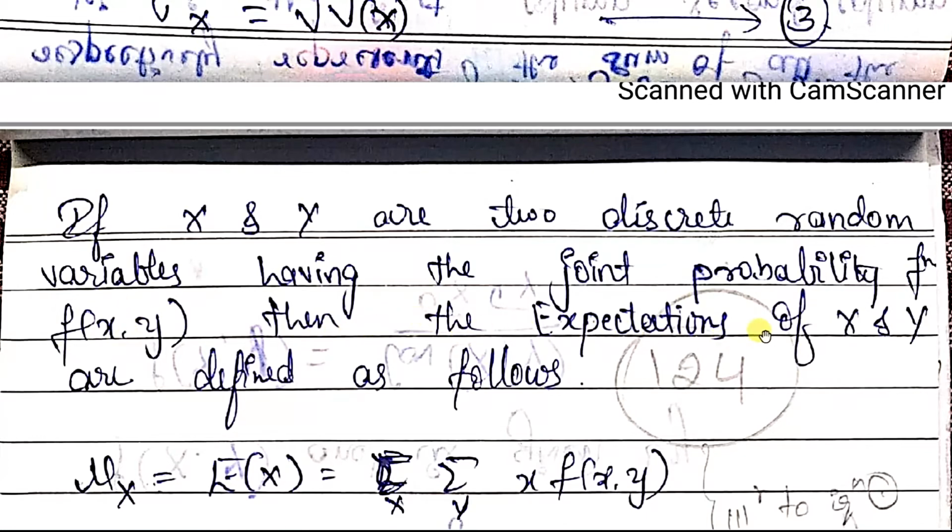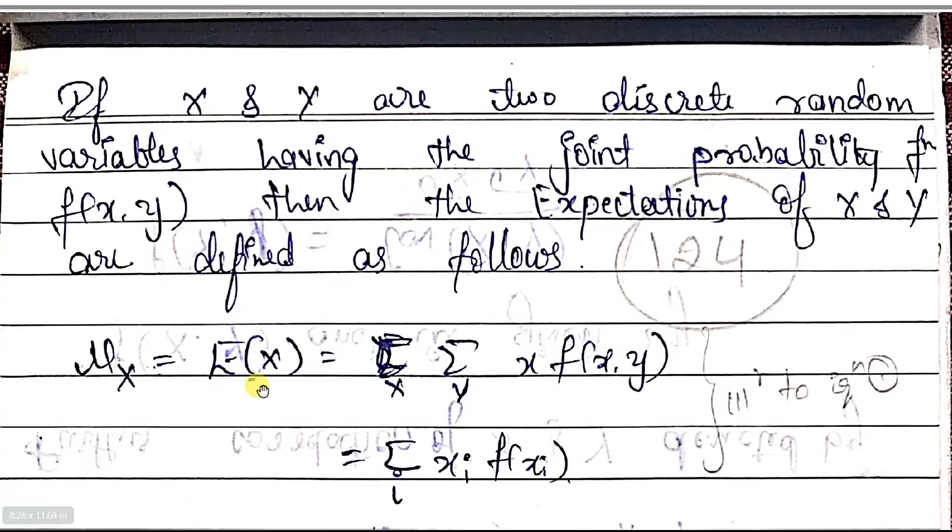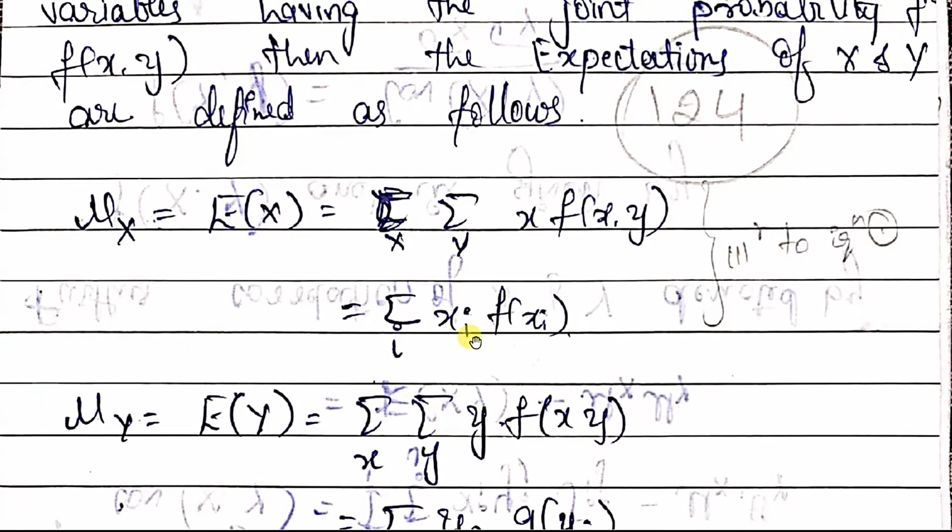Okay, then the expectations of x and y are defined as follows. E of x is equal to, see there you had only one random variable, that's why you had only one summation. Here you have two random variables, so you have two summations. Summation, i runs from 1 to n, j runs from 1 to some m. Okay, m and n. The variables change here. x into f of x, there it is x into f of x, here it is x into f of x comma y.